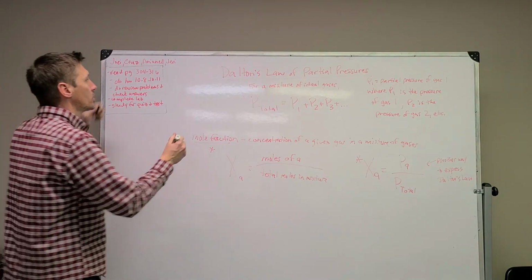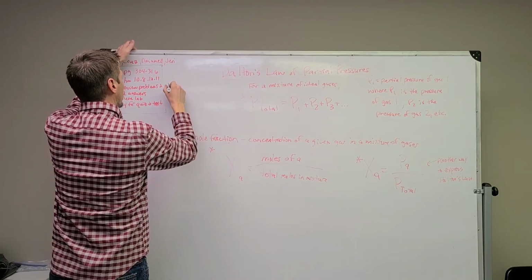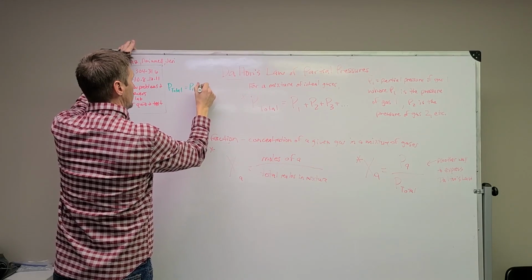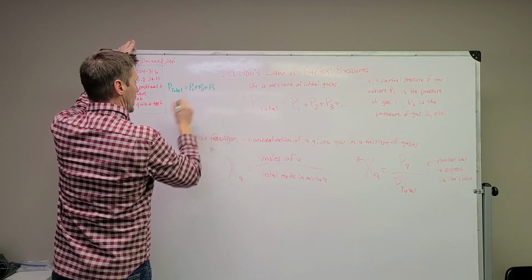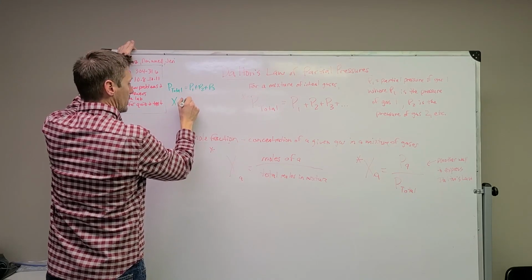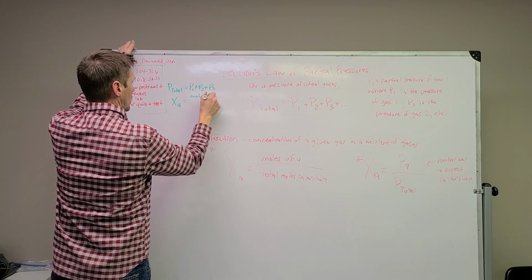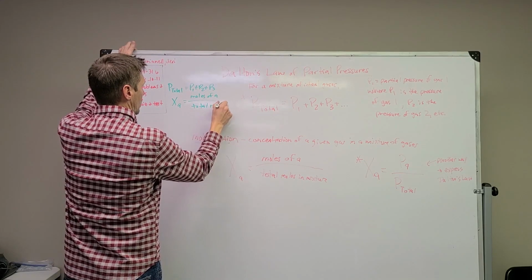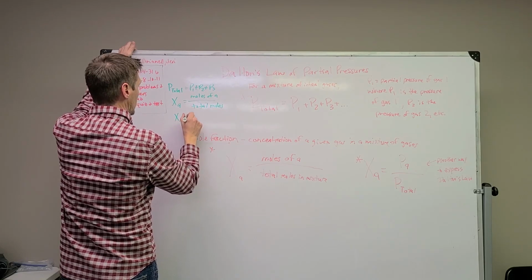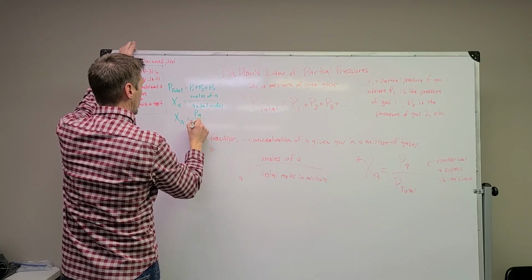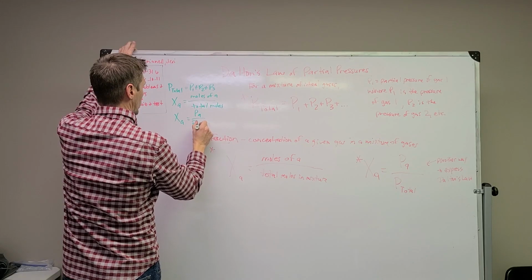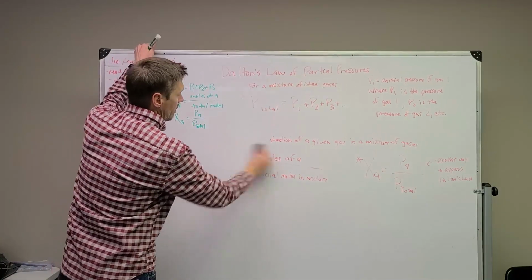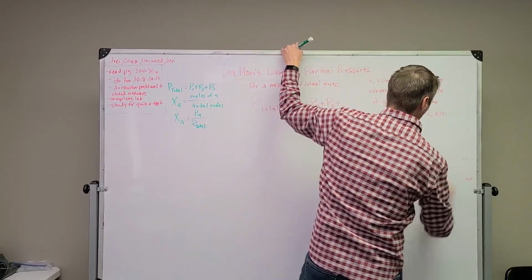All right, so law of partial pressures. Let's just write these down. P total equals P1 plus P2 plus P3. And mole fraction can be represented as either moles of A over total moles, or, like we just learned, it can also be the pressure of A over total pressure, right? So we'll write that down before we erase all of this. Let's do the next problem.